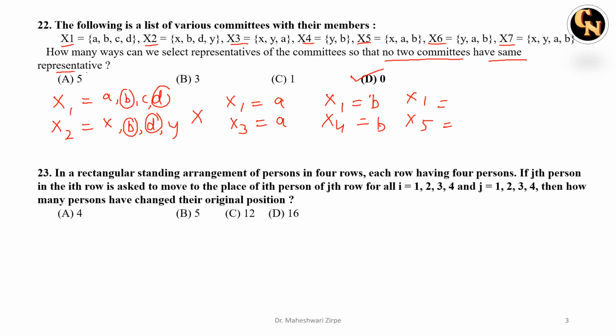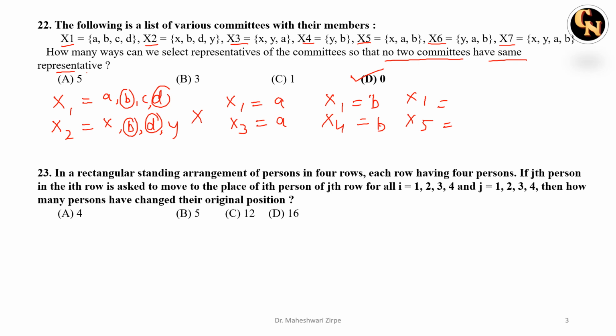Now next is, in a rectangular standing arrangement of persons of 4 rows, each row having 4 persons, if the jth person in the ith row is asked to move to the place of the ith person of the jth row, for all i = 1, 2, 3, 4 and j = 1, 2, 3, 4, then how many persons have changed their original position?